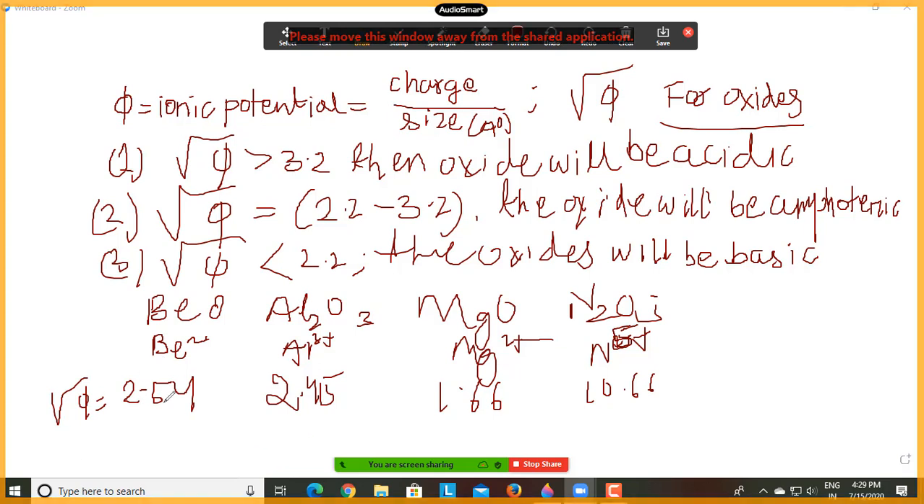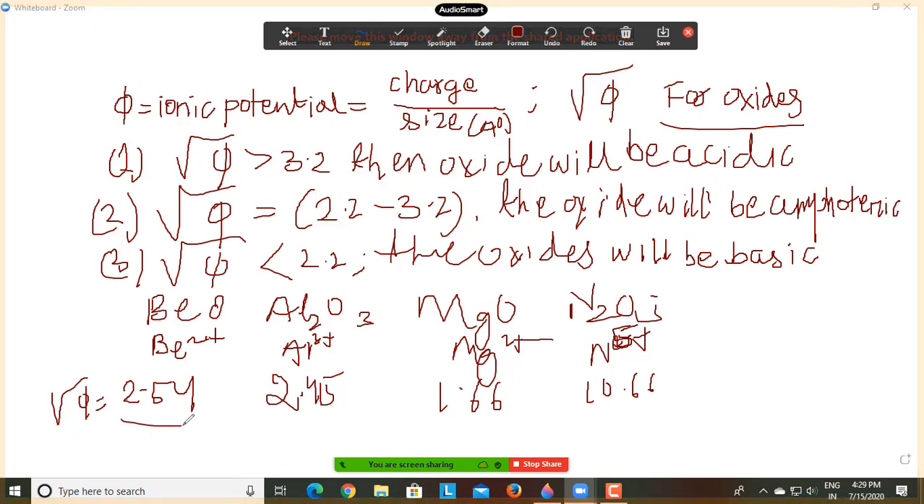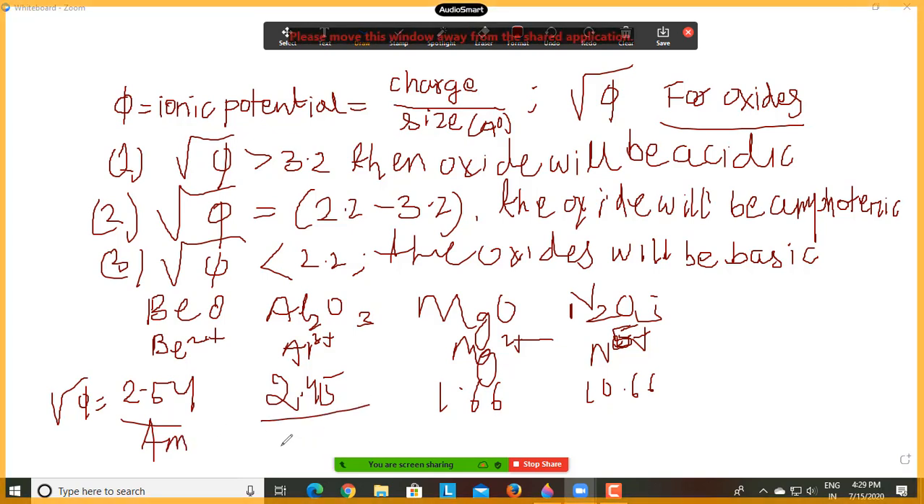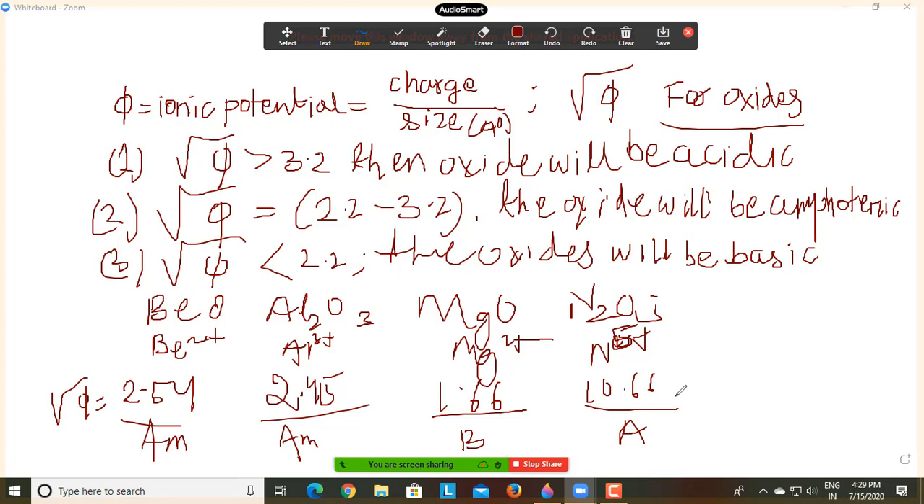So if it is coming 2.54, then what you say? Is it acidic, basic or amphoteric? Amphoteric. Aluminium oxide? Amphoteric. Magnesium oxide? Basic. Nitrogen oxide? Acidic. Clear? Yes, sir. So if you have the values available, then you can tell all this. If you don't have the values, then telling this is difficult.